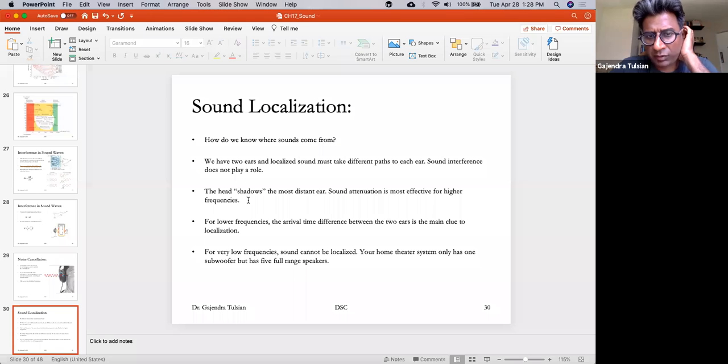So for higher frequencies, let's say a sound is on your right, and this is your right ear, you hear the sound, and for the left ear, that sound has to go through your head. And that's how you know that the sound is to your right. So the intensity, the loudness at the left ear is lower than the intensity at the right ear, and that's how you know.